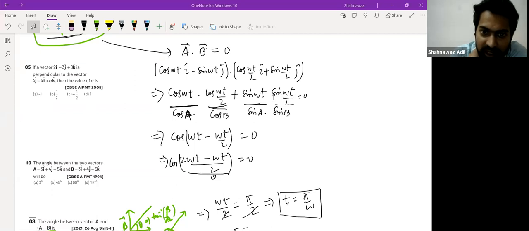Okay, so Iram was telling the answer is 90 degrees for the first question. Sorry, I missed your chat. So yes, right answer, 90 degrees. So the answer to this is minus 1 by 2, right? I have to solve this question. Let's solve together. So who has minus 1 by 2 or any other answer?